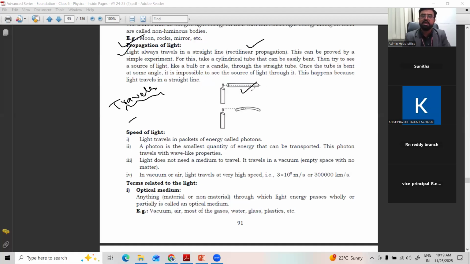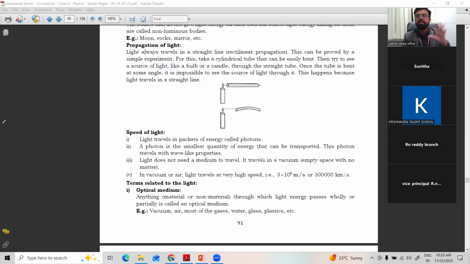See, now when the tube is straight, you can see the light directly reach our eye here. But whenever the tube is bent, the light is not bending. If light bends, you could see it here. We cannot see when the tube is bent. That indicates that light travels only in a straight line, or rectilinear propagation of light. Clear? So light travels only in a straight line. This experiment you can do in school also or at home also.